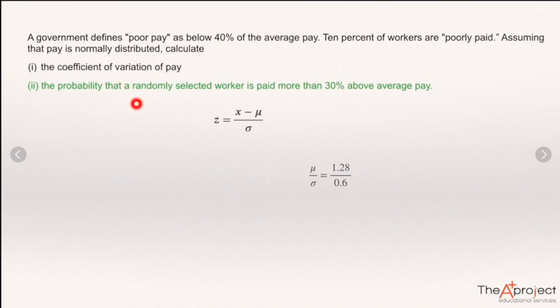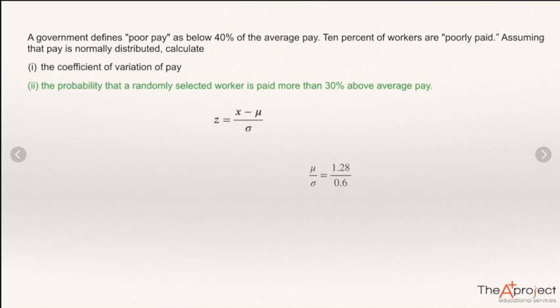What is the probability that the randomly selected worker is paid more than 30% above average pay? So we need to think what 30% above average pay is. The average pay is mu, so that will be mu plus 30% of mu. 30% of mu is 0.30 mu. So 1 mu plus 0.30 mu will be 1.30 mu.